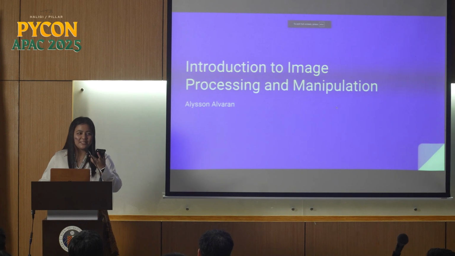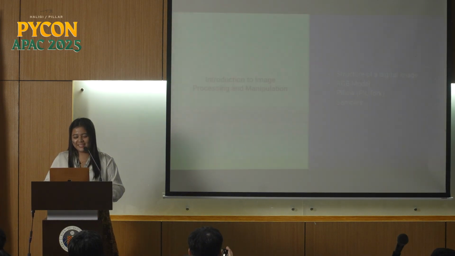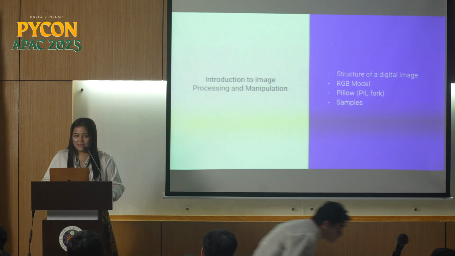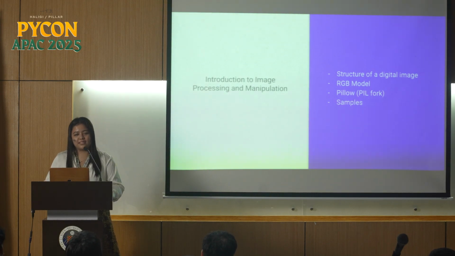Okay, hi. So I'm going to do a very quick introduction to image processing and manipulation. Basically, I'll just talk a bit about the structure of a digital image, the RGB model, and then we're going to use Below as the module and some sample code.